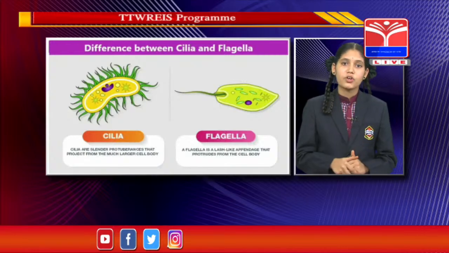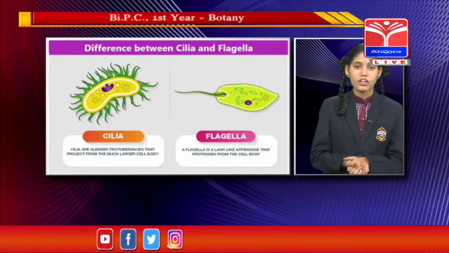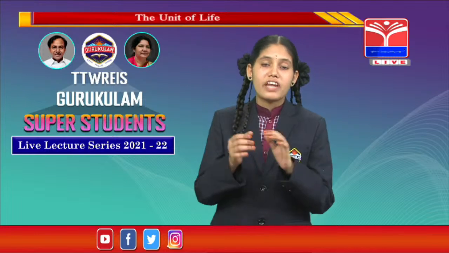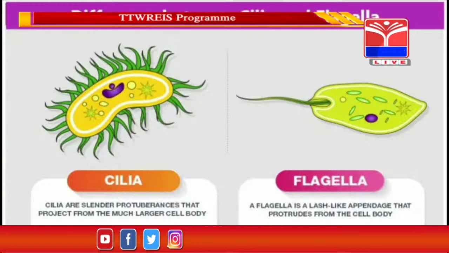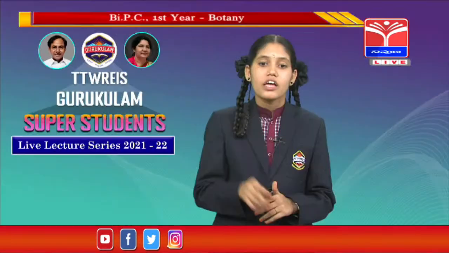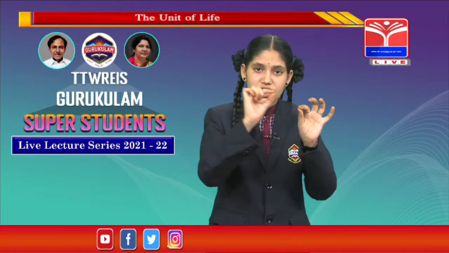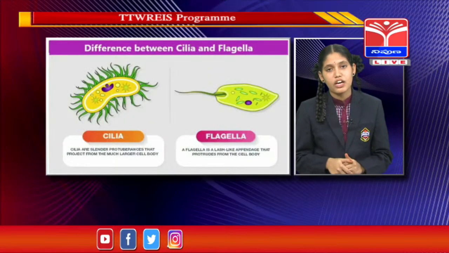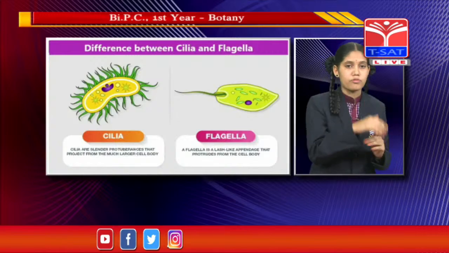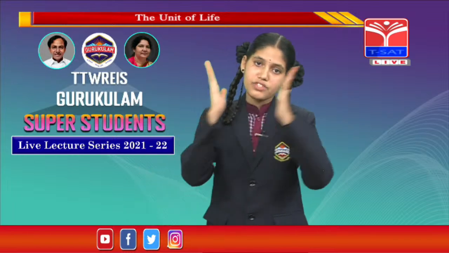The cilia we can call as feeding and movement. Next, flagella. Flagella is a tail-like structure which we can see on the cell. Flagella is a lash-like appendage that protrudes from the cell body. Means the flagella arises from the cell body. What is the function of flagella? It helps in locomotion, means the cell moves from one place to another place.